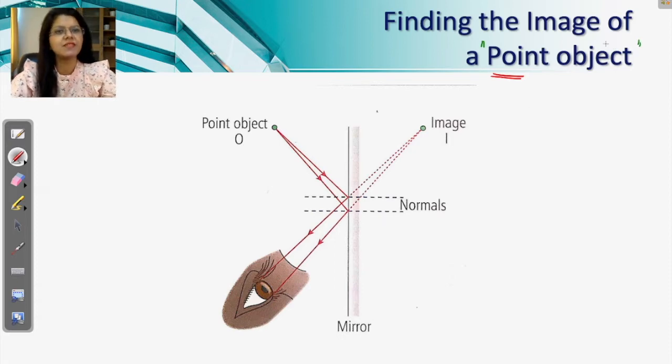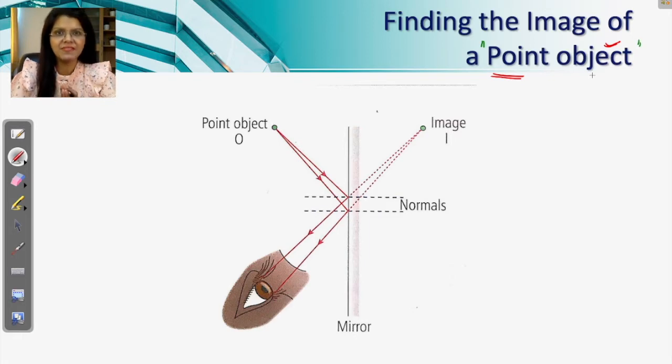Let us understand what is an object. Let us ignore the point object for the time being and let us talk about object. What is an object? Can you give examples of some objects? You yourself can be an object. Your pen is an object. Your book is an object. Table, chair, your lamp, everything is an object, right?